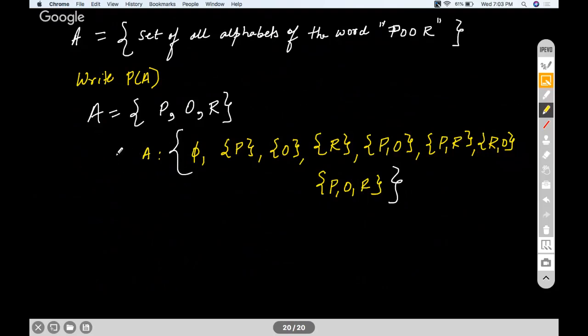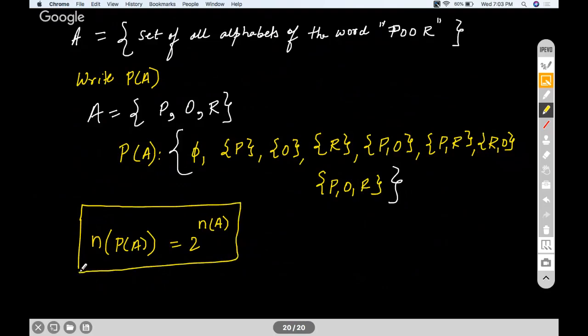So please note the number of elements in the power set of A is the same as the total number of subsets of A. So basically, this is a very important formula for you. Is that fine?